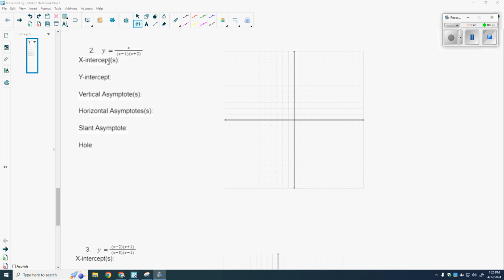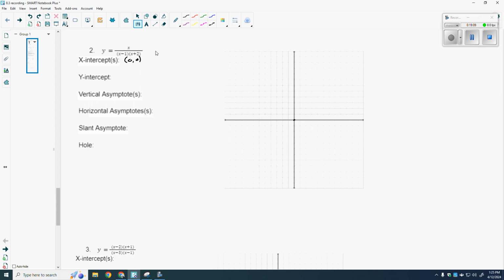X-intercepts. I'm not going to go back up there. I know the definitions, so you can look at them if you need to. X-intercepts: the value of x that makes the top, or the numerator, 0. So my x-intercept is x equals 0. So I have one point at (0, 0). There's one x-intercept. Any more? Nope. There's just one value of x that makes the top 0.